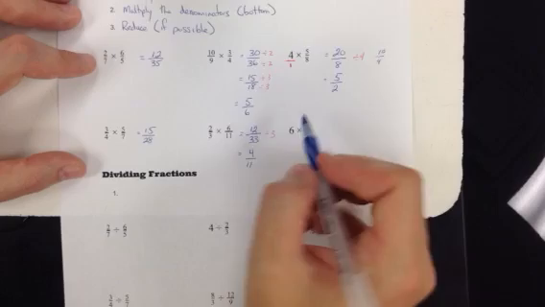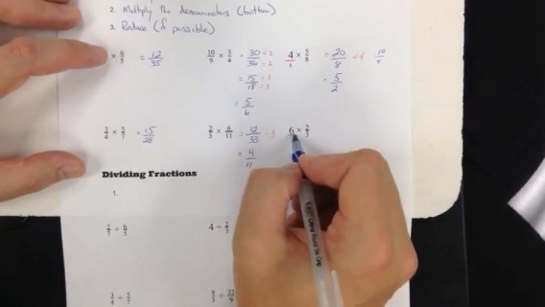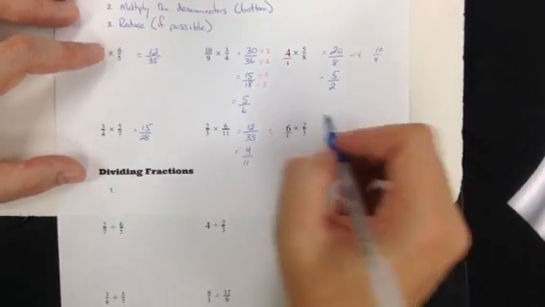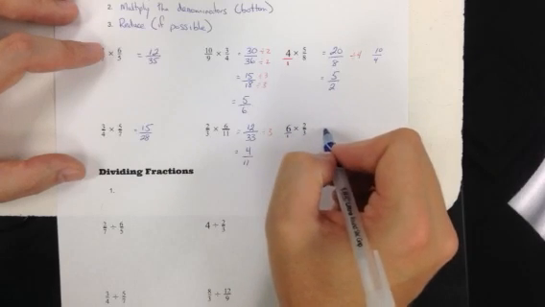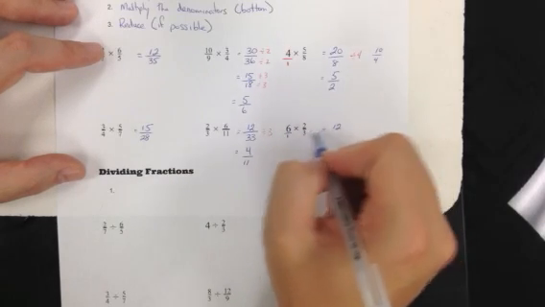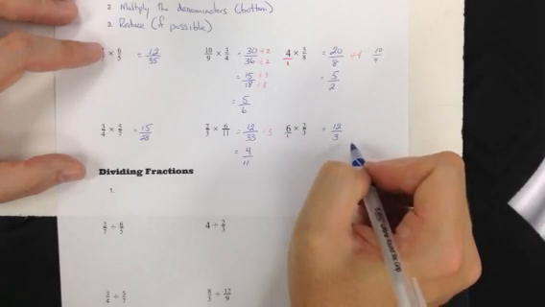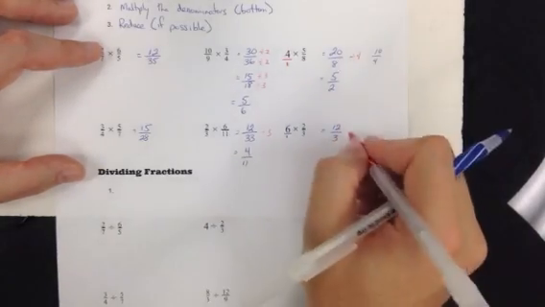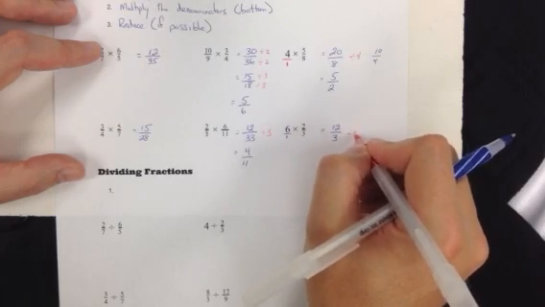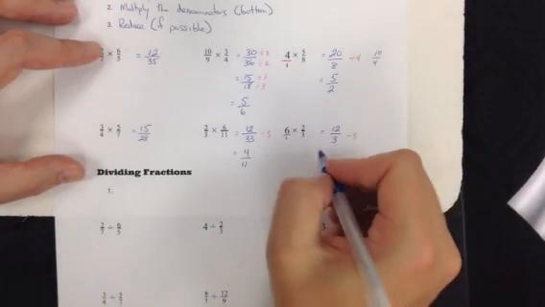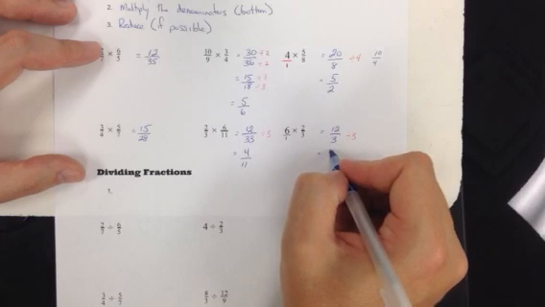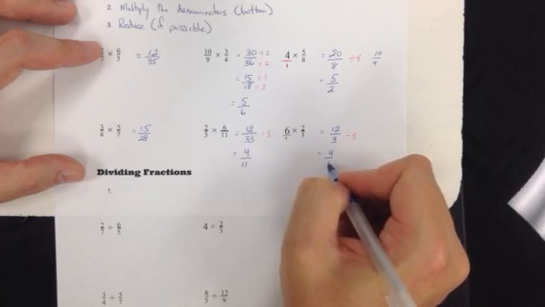Moving on to the last example, again we've got a whole number here, so we can put that as a fraction over 1. And then we can multiply: 6 times 2 is 12. 1 times 3 is 3. Recognizing that both numbers will divide by 3, I get 4 over 1.